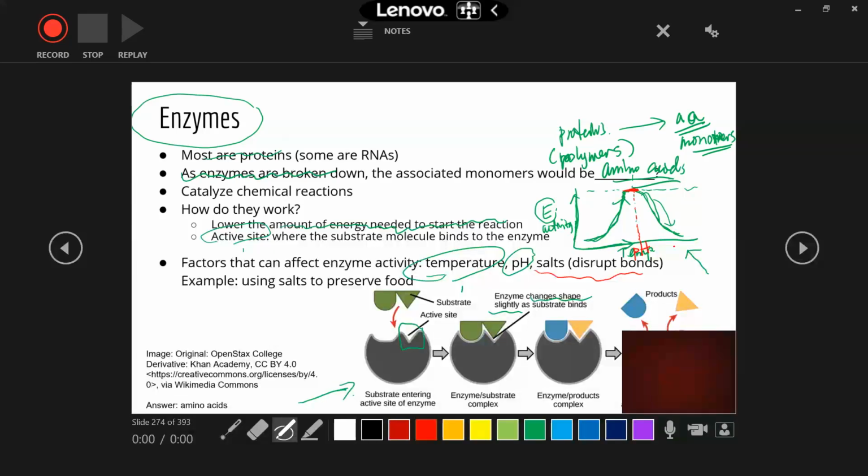Salts, that's another factor that could affect enzyme activity because salts have those ions, right? And those ions could disrupt the ionic bonds within a protein structure between those amino acids. We sometimes use salts to preserve food, right? That's because salts can disrupt the bonds in proteins of microorganisms. So this can inhibit bacterial growth, which allows food to last longer.